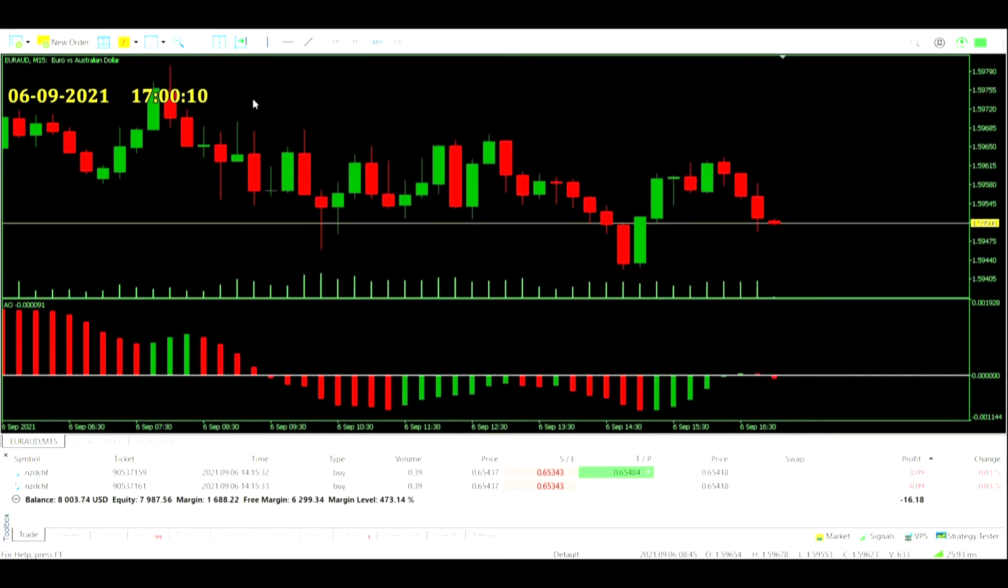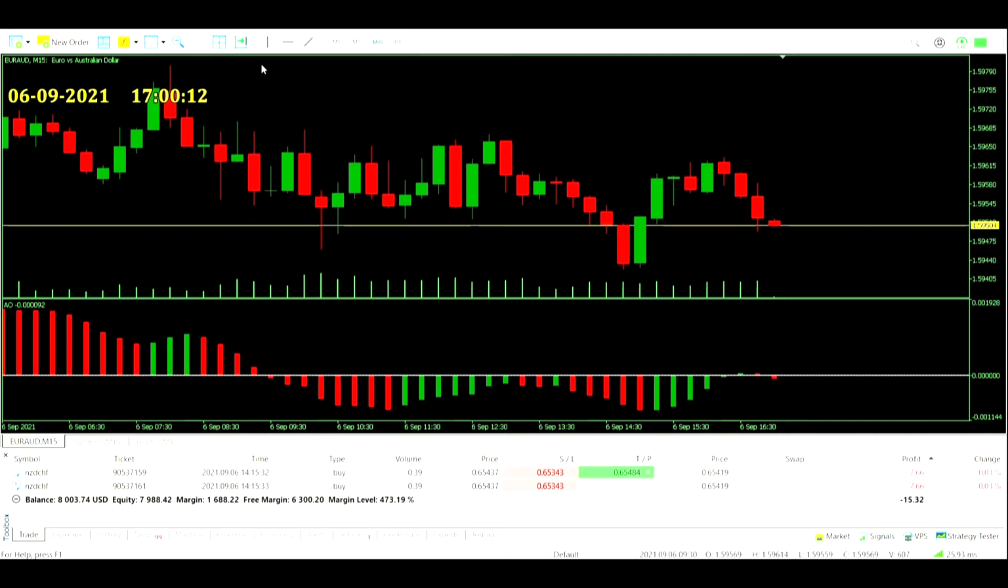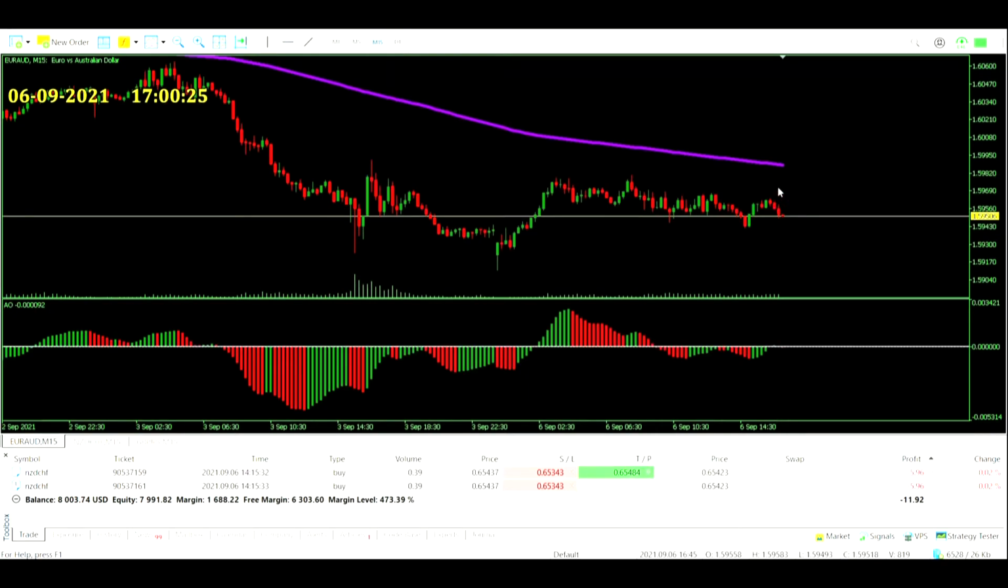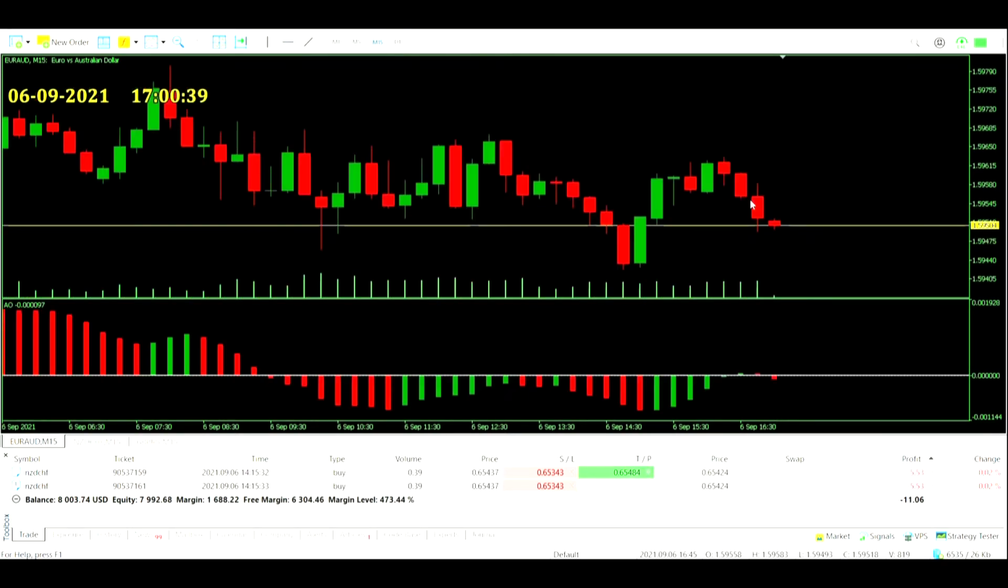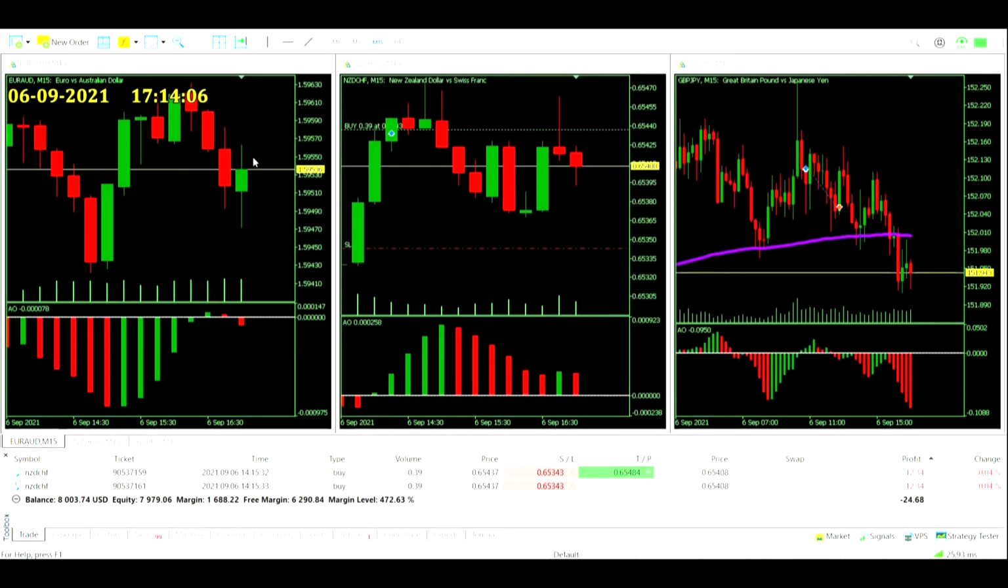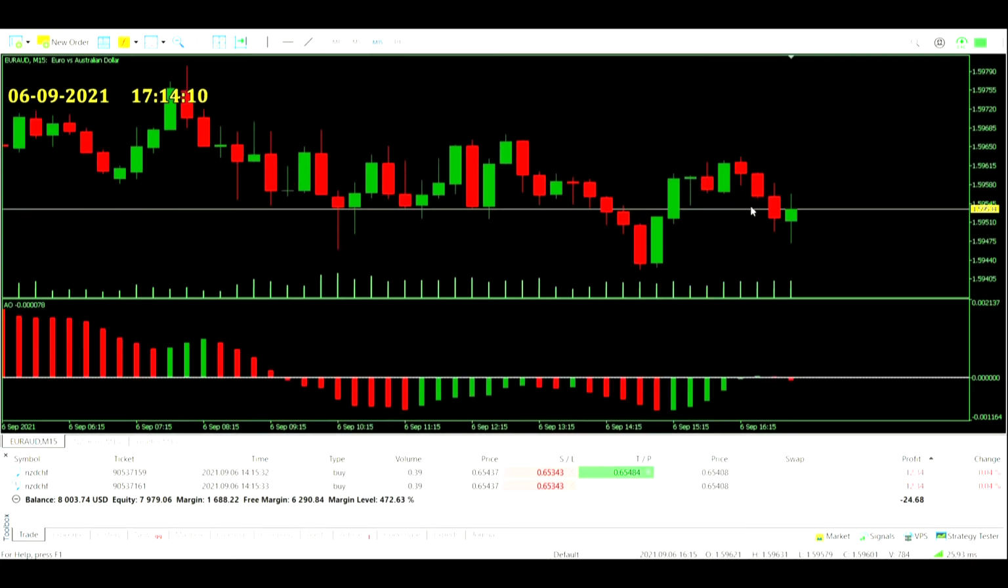It has now gone beneath 0 there on the awesome oscillator, and price is well below the 200 exponential moving average. So if it closes like this, then we will be jumping in that trade for a sell-off of the euro against the Aussie dollar. It does look as though we're going to get a green candle on the Euro Aussie dollar. Let's take a look at this. Again, the close seems quite certain below 0 here.